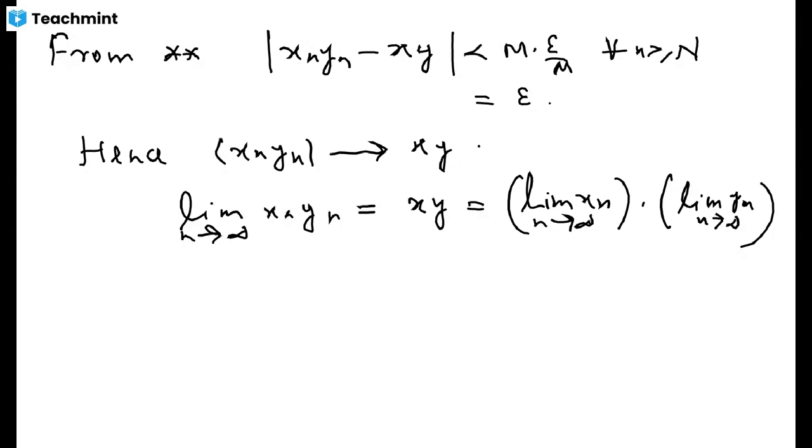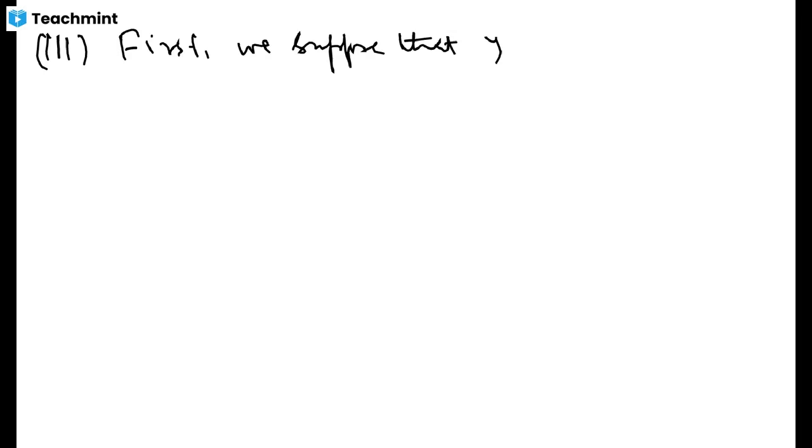So this is for sum, and now finally let's look at the third part, where we have to talk about the reciprocal of a sequence first, and then we will say that the quotient of convergent sequences is also a convergent sequence. So first we suppose that for the quotient each term of this sequence is non-zero, and y is also non-zero, otherwise we cannot define the quotient.